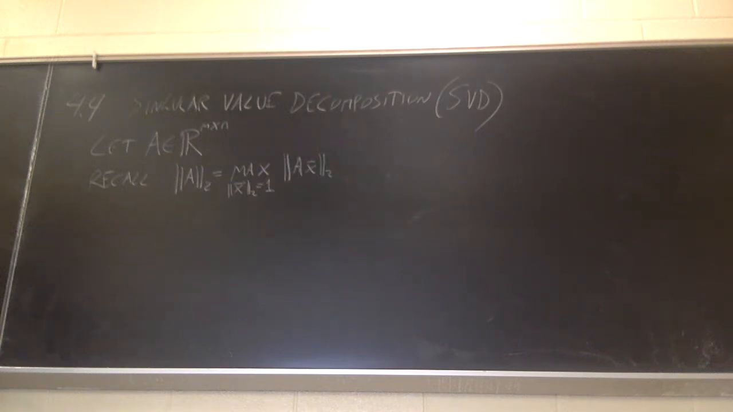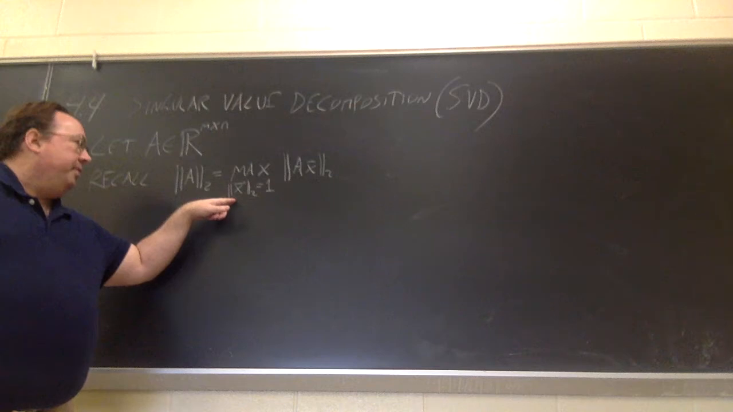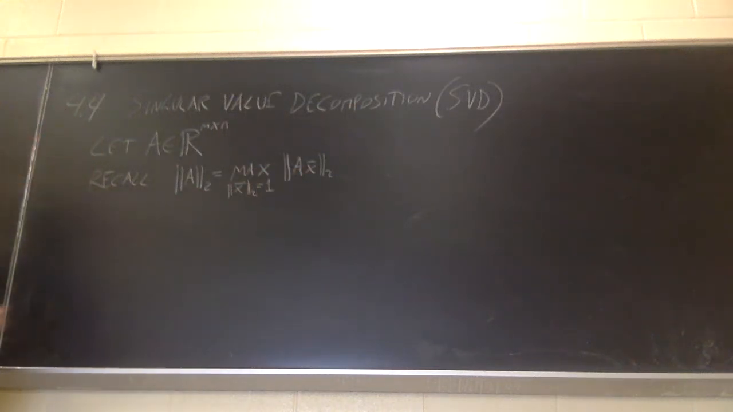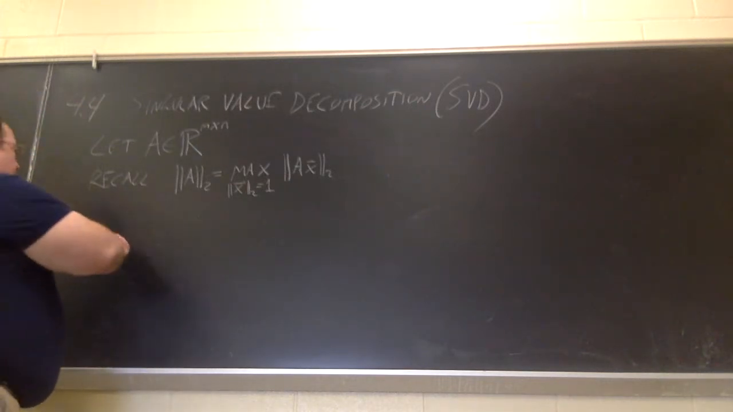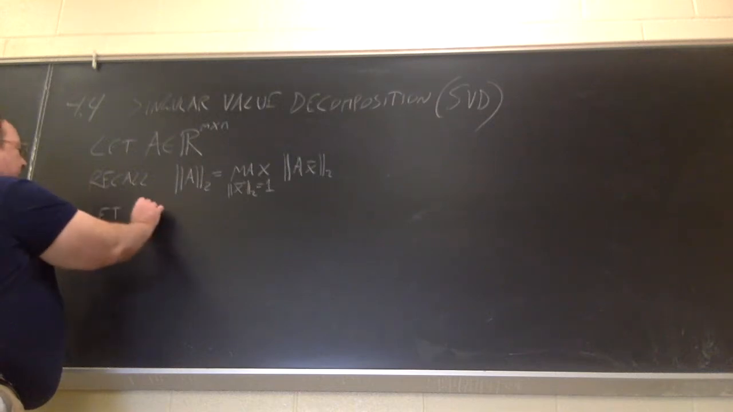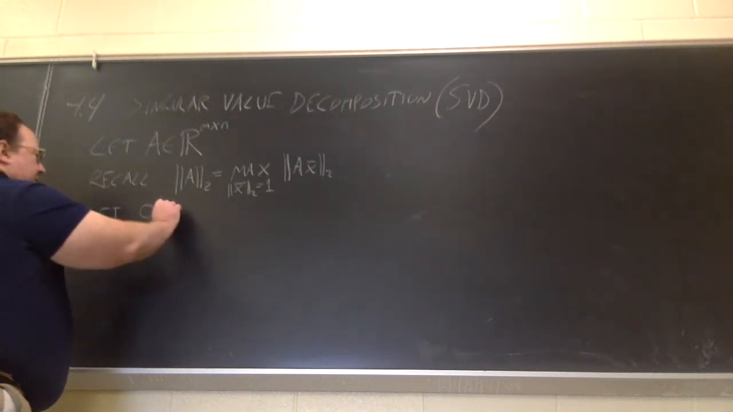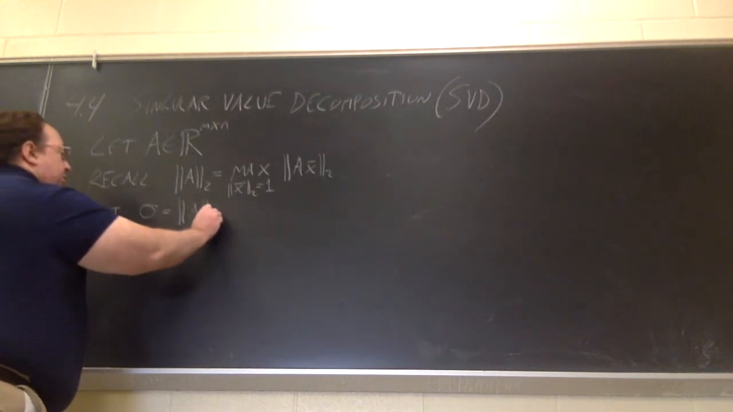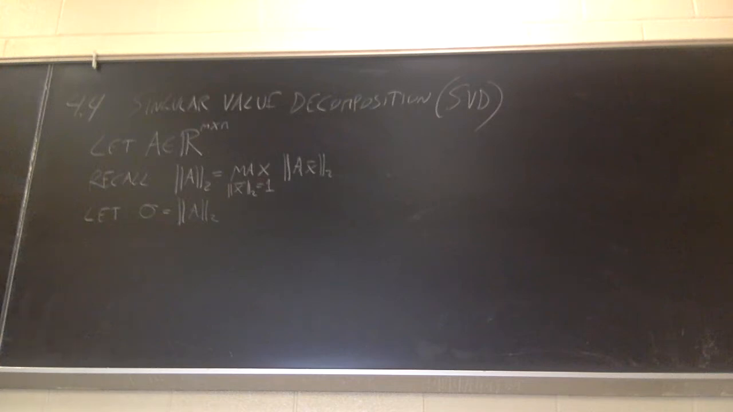And this maximum definitely exists. The set of all unit vectors is a compact set. So this function, if you will, of taking the norm of A times x has a definitive maximum and a minimum on this set. So I'm going to define sigma, Greek letter sigma, to be the matrix 2 norm of A, whatever it might be. It's going to be some non-negative number. Well, it's going to be positive unless the matrix itself is 0.